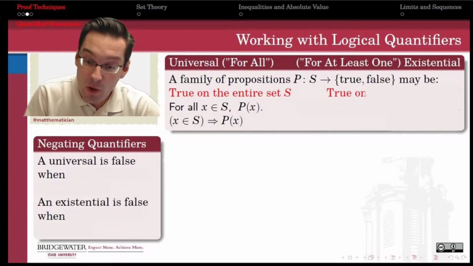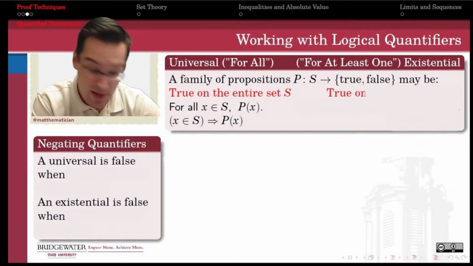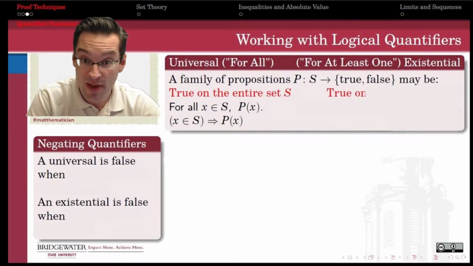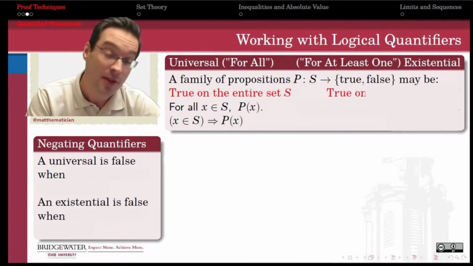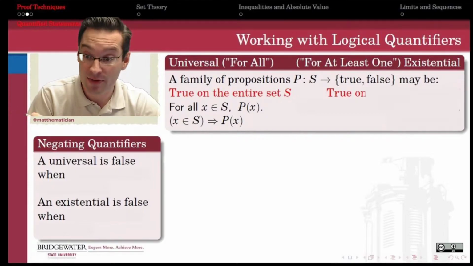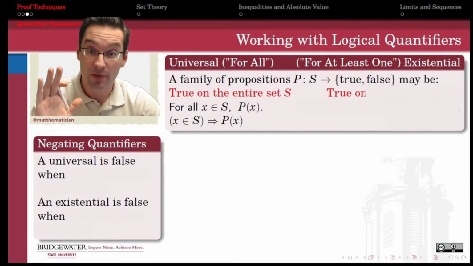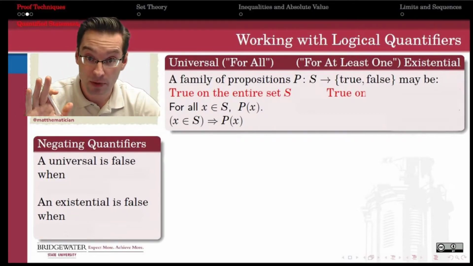That's true only when it's true for every x that I could choose from the set S. And so it's equivalent to the if-then statement: if x belongs to S, then P of x is true. And so that should be true for every x that belongs to S that we could possibly pick. So that's one side of the coin, the universally quantified statements.